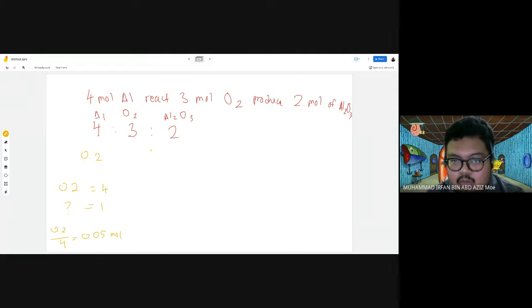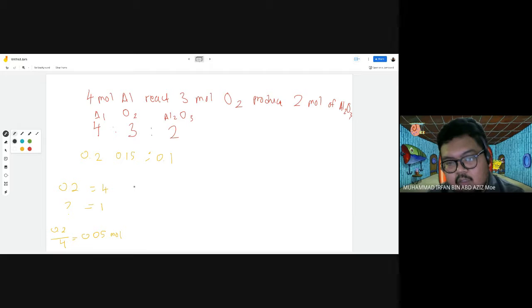So untuk aluminium, you take lah 0.05 mole ni times by 2 from the equation, the ratio. And then you will get lah 0.1. Okay, how about untuk oxygen? Oxygen just take 0.05 times by 3. You will get 0.15. Okay, kalau kita tengok sini, the ratio is still 432. Betul tak 432 tu? Kalau tak percaya, okay, just divide lah.